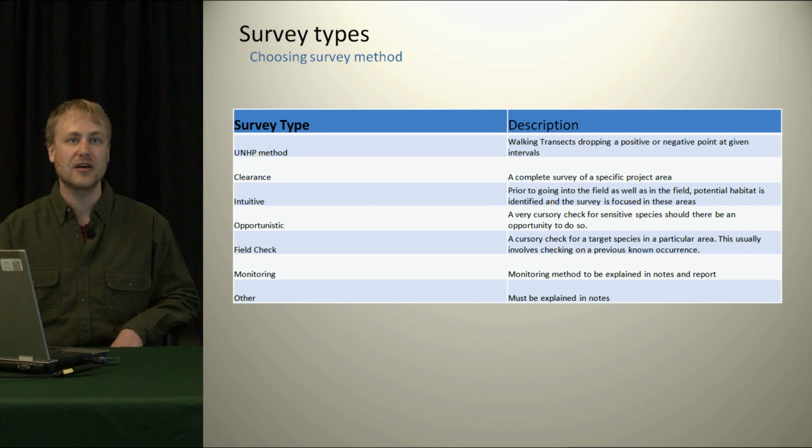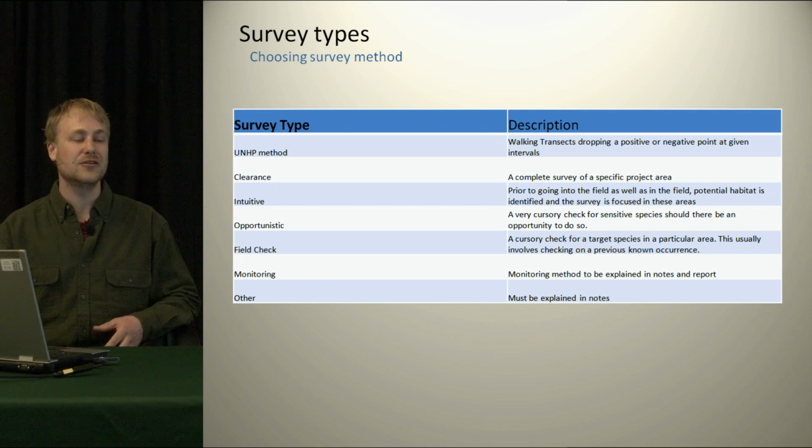You can reduce that size or increase it as you see fit. Just include that in the notes. Intuitive is essentially just before you got into the field, maybe you are looking at aerial imagery and you see a nice spot that you want to go check out, and then you go to that one specific area. That would consist of an intuitive point.